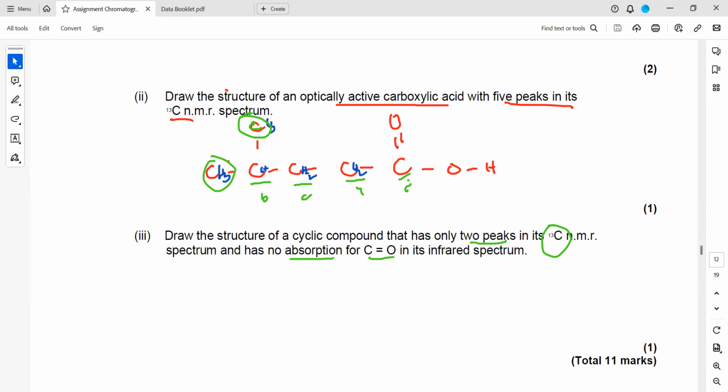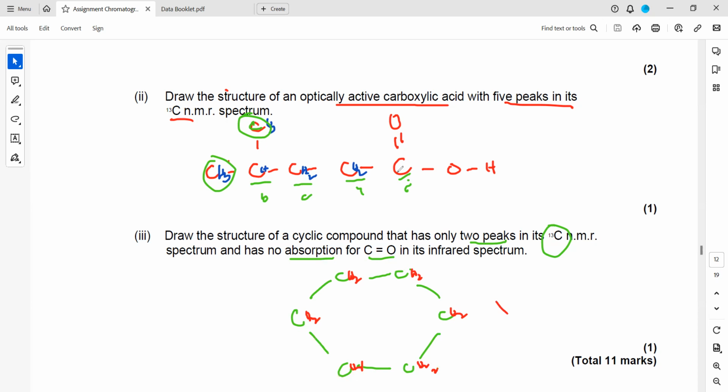If you draw a cyclic compound with six carbon atoms, one, two, three, four, five, six, they will have CH2, CH2, CH2, CH2, CH2. This is a cyclic compound. But because of the molecular formula, we need oxygen as well, and we need two oxygens according to the question. If I talk about this one, all the carbon environments are identical.